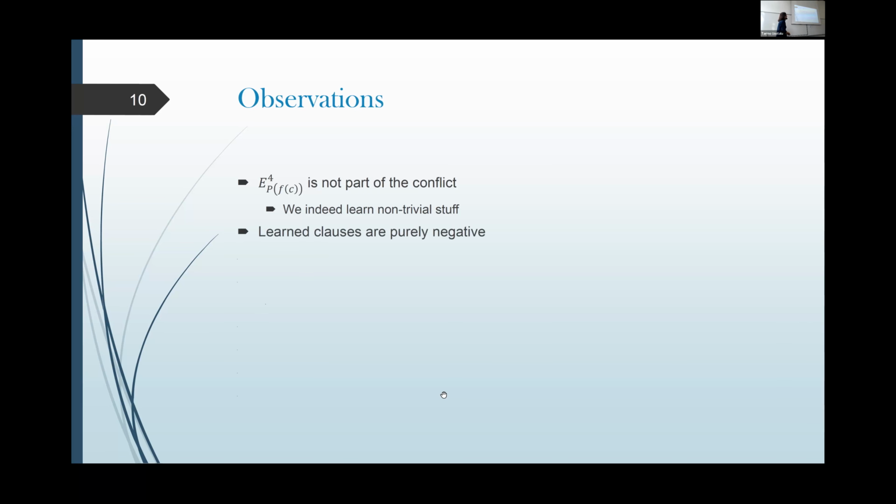So that's cool. Furthermore, all the clauses we learn are purely negative. There's nothing positive in them. And all the decisions we make are purely positive. So we always say, well, we do this, we do this, we do this, and we always run into conflict with the purely negative clauses we learn.